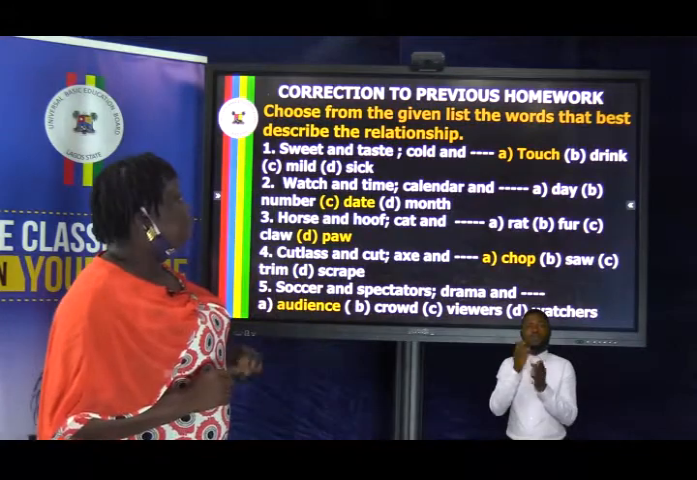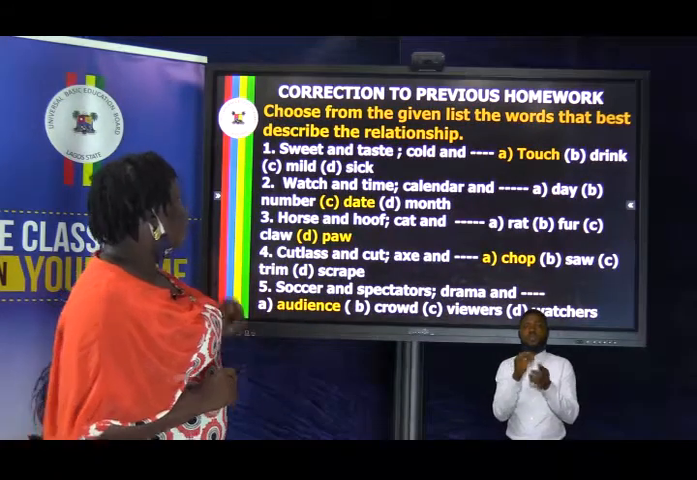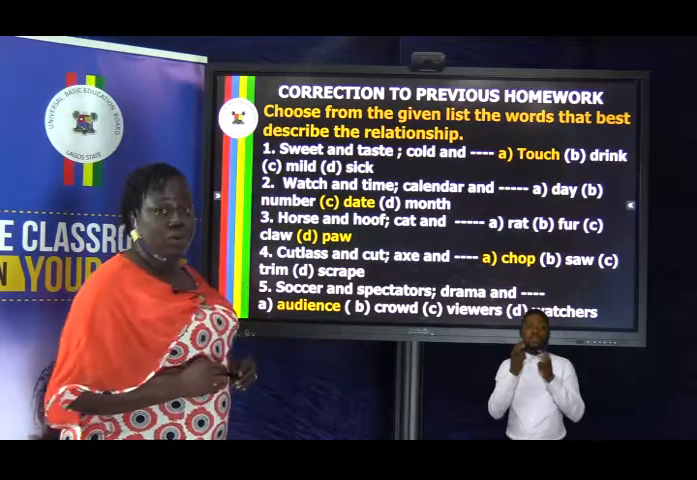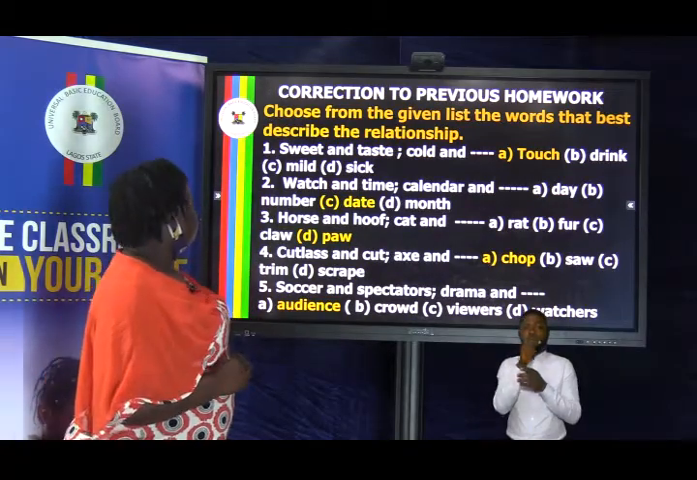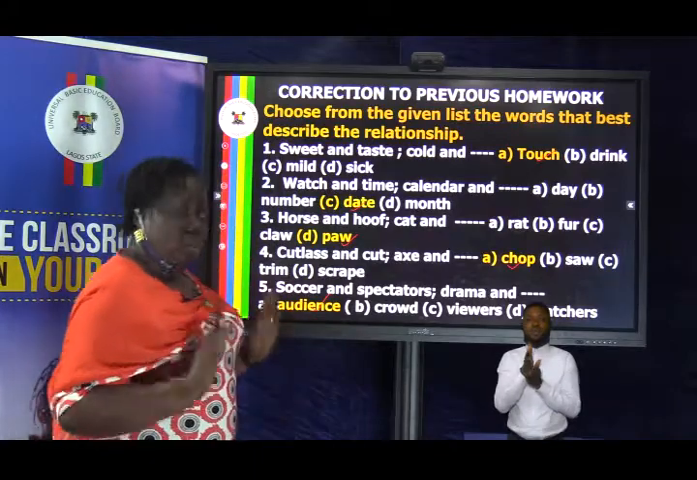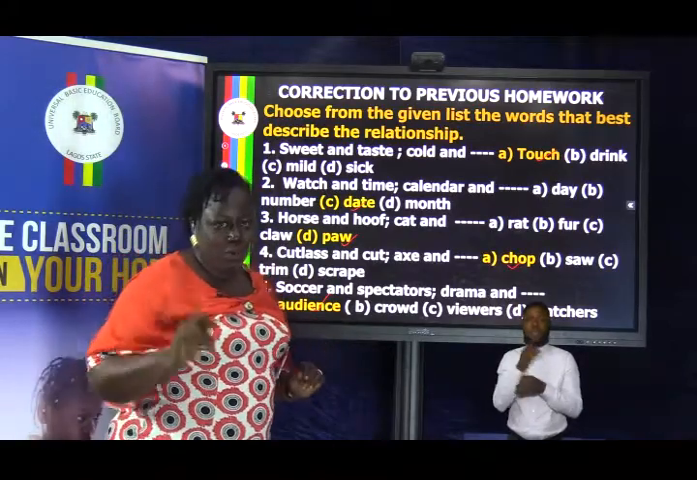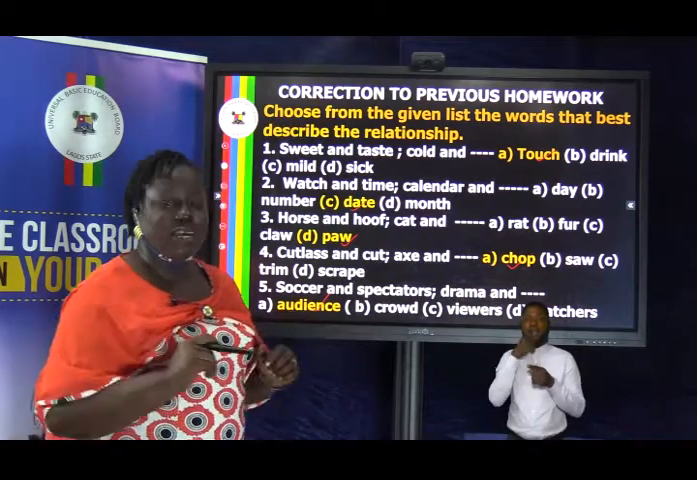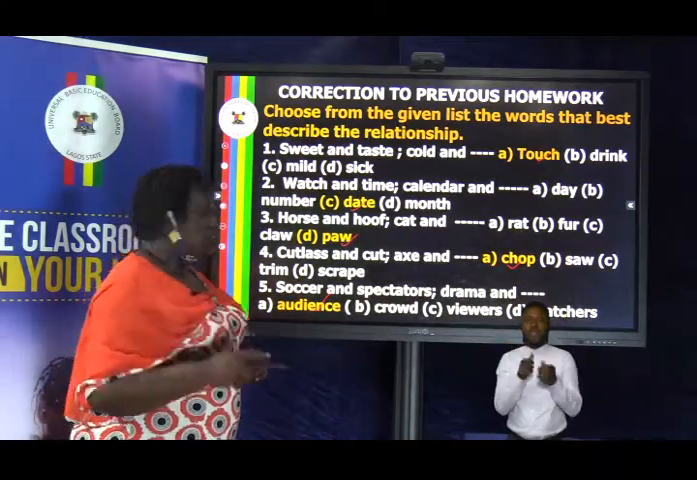You were asked to choose from the given words, the words that best describe relationship. Don't forget that our last topic was analogies. That is correct too. Auntie Fumi got the 5 correctly. What about you? Are you sure? Then I must celebrate you with a chair. Well done.